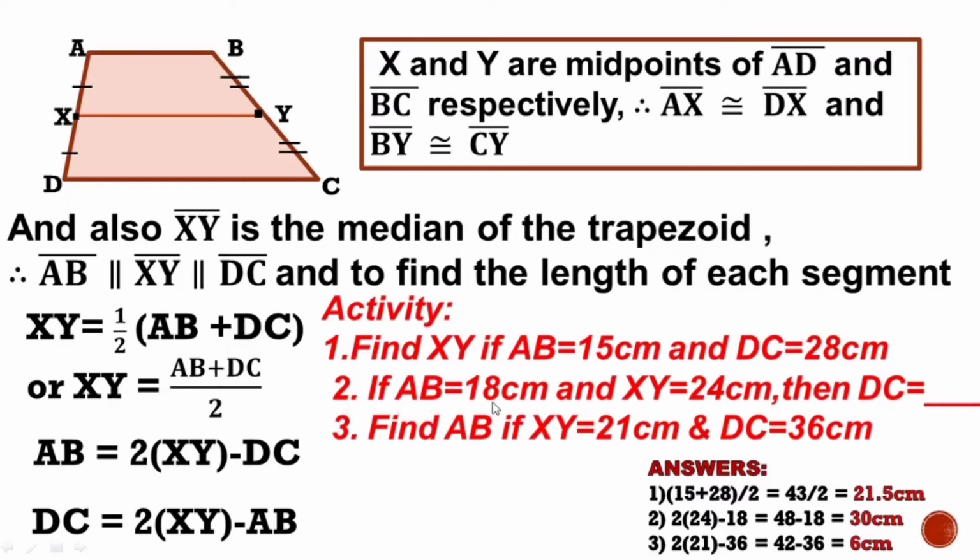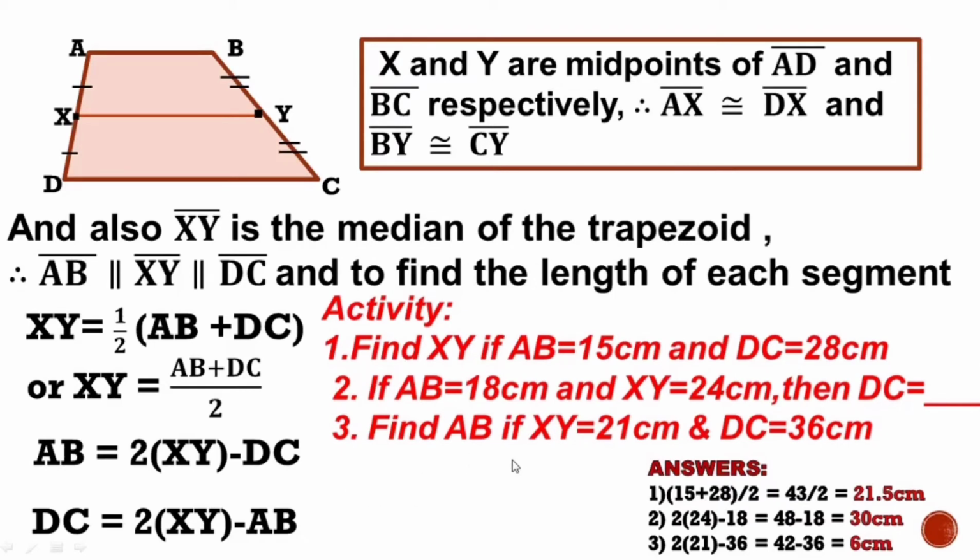If AB is 18 centimeters and XY is 24 centimeters, then what is DC? You're asked to find DC. To find DC, it is equal to 2 times XY minus AB. So 2 times 24, that's 48, minus AB, which is 18. So we have 30 centimeters.